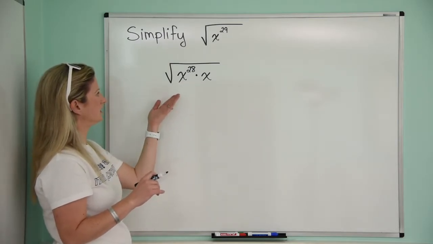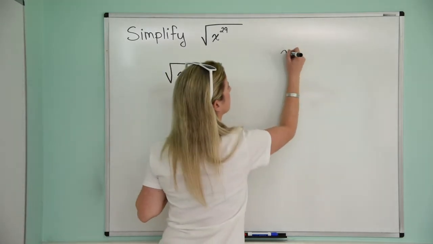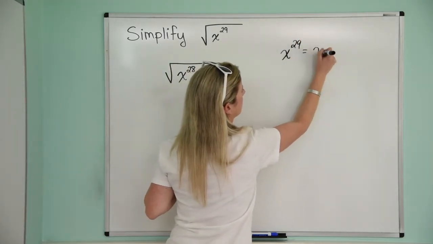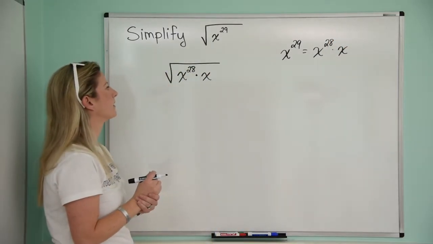So if it were x to the 31st, for example, you could do x to the 30th times x, anything like that. So basically, you want the power to now be even, and then whatever's left over, don't worry about that. You're going to see what's going to happen to that. So we write it as x to the 28th times x. That's another way to write x to the 29th. So I can even write that over here. You can say x to the 29th equals x to the 28th times x. All right? We put that under there.